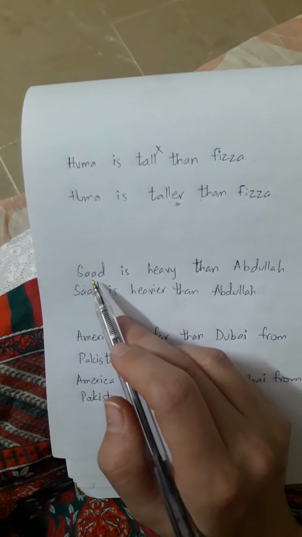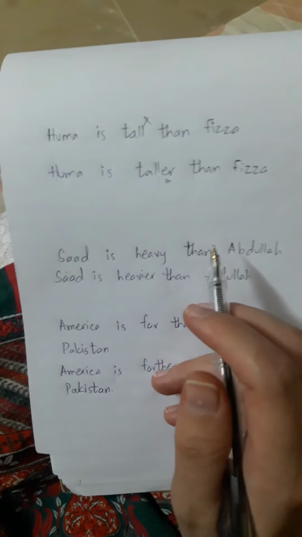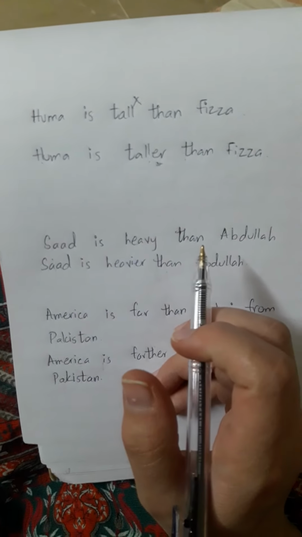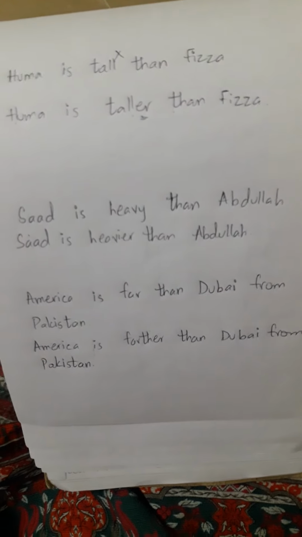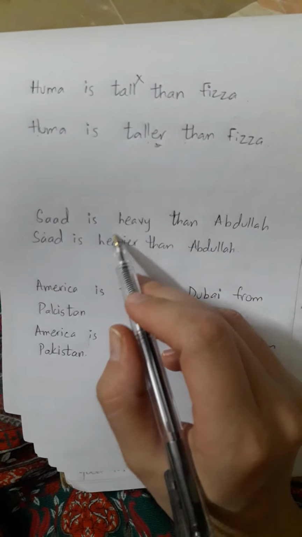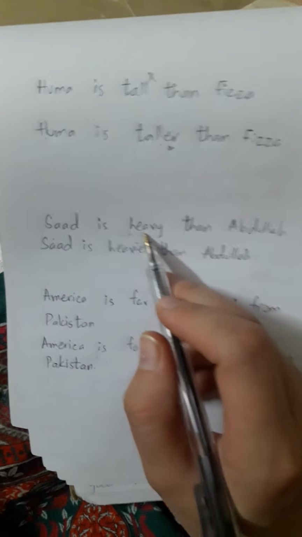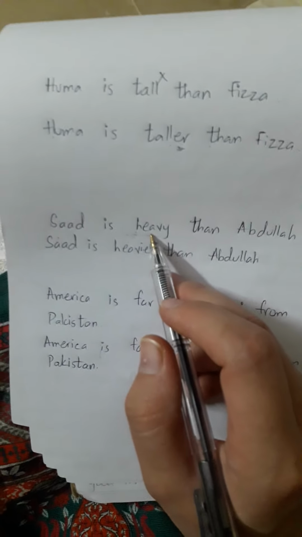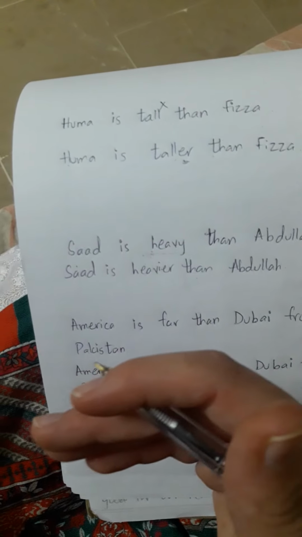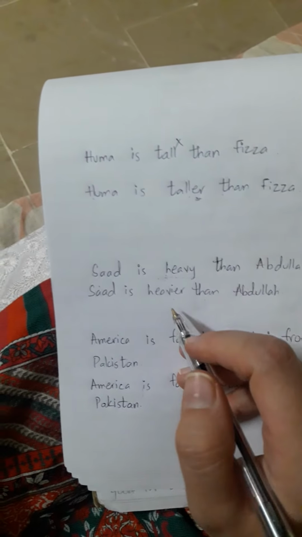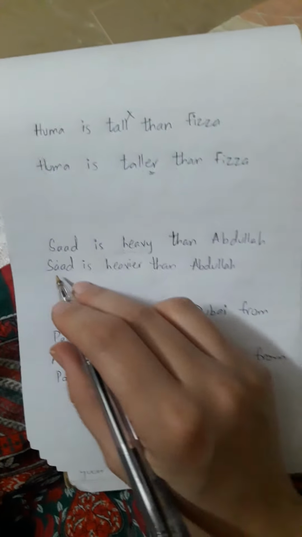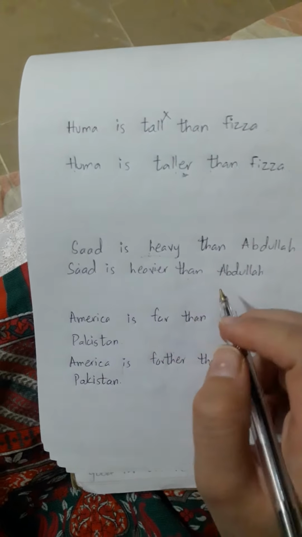The next example, Saad is heavy than Abdullah. Again, this sentence is wrong. Again, I'm comparing two nouns together, and when I'm comparing two nouns, the simple form of adjective is not correct. I will use its higher form, the word that has er at the end. It will be Saad is heavier than Abdullah.